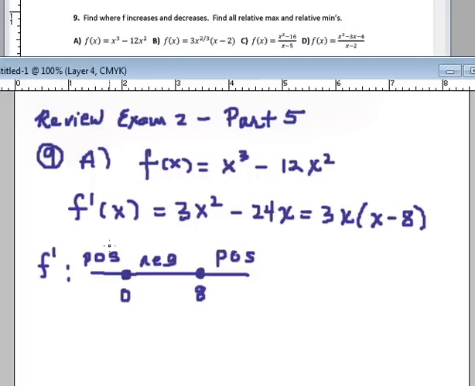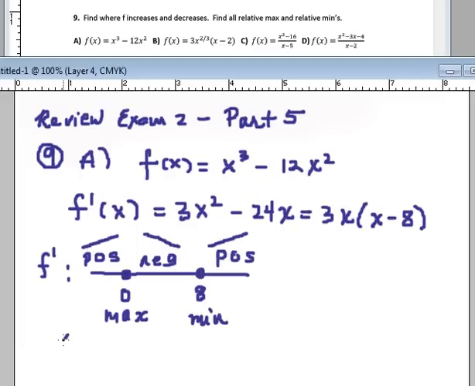Okay, so this means that on the interval to the left of 0, f prime is positive, so f is increasing. And here f prime is negative, that means the function f is decreasing. And here our derivative is positive, so our function is increasing on this interval. Okay, and we see that 0 must be a maximum, because the function is increasing to the left and decreasing to the right. So this is a max. And 8 must be a min.